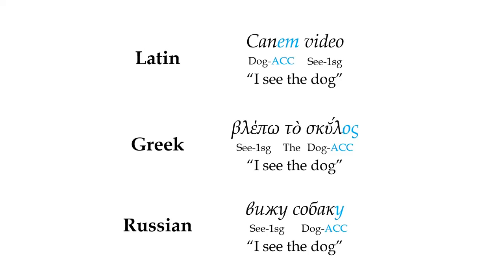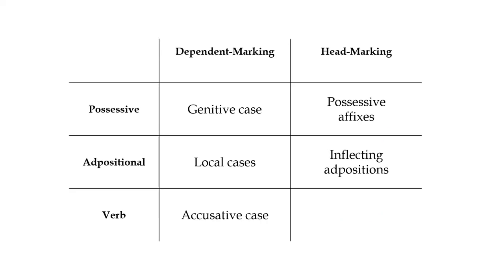So, in case you hadn't already figured it out, the plot twist is that dependent marking is functionally identical to case marking, so the vast majority of languages that use case markers can be described as dependent marking.